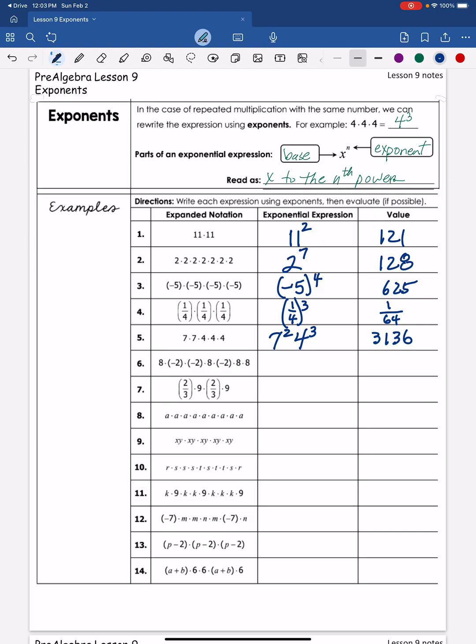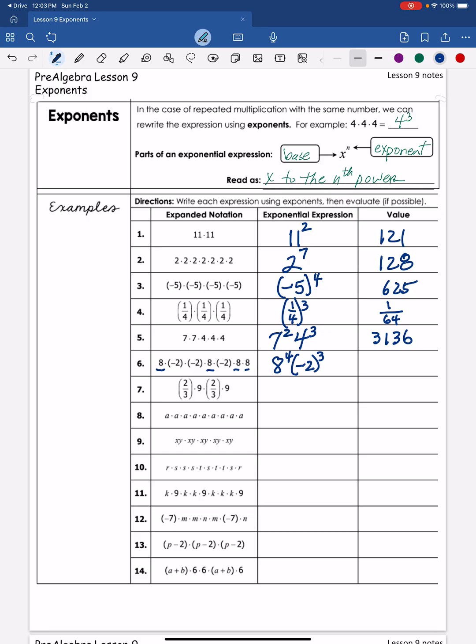Number 6, we've got 2 different bases again. So I'm going to start with the 8, just because it's the first one here. And the 8 happens 1, 2, 3, 4 times, so 8 to the 4th, times -2, and I'm going to put that in parentheses because that's what the base is, and that happens 3 times. Okay, so this would be read as 8 to the 4th times (-2) cubed.